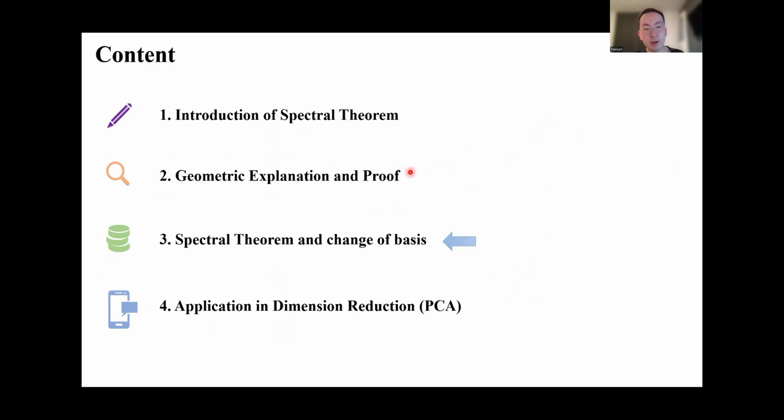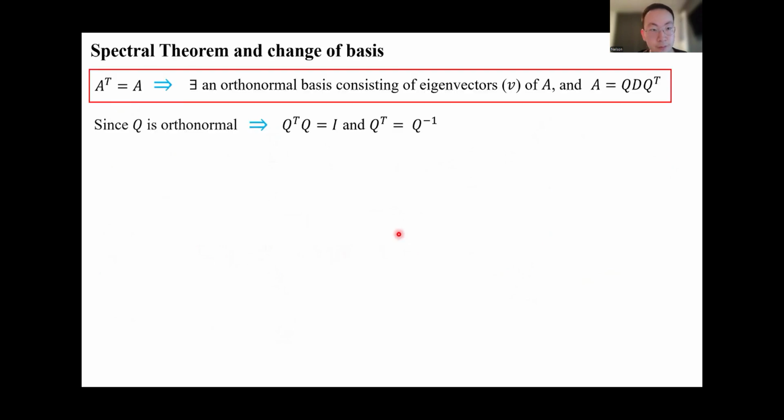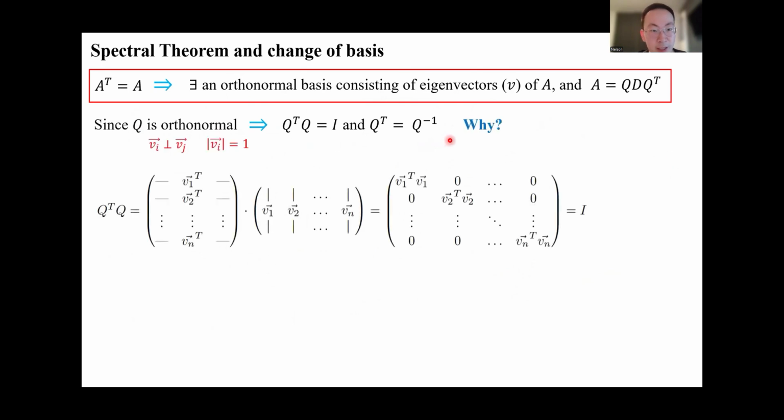Okay, in the next part, I will interpret this spectral theorem from the view of change of basis of a matrix. Here I copy the theorem again. The trick is that if Q is orthonormal, we have the conclusion that the transpose of Q equals the inverse of Q. Why is this the case? Because orthonormal means that each eigenvector is orthogonal to the other eigenvectors, and all eigenvectors have length 1.